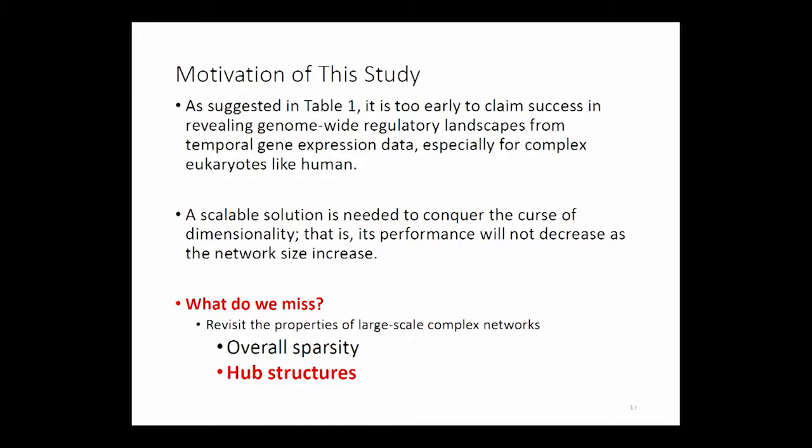So then we start to think about what we miss. That's actually the big question. When we're dealing with this kind of question, we always have to consider sparsity. That's not something we're going to drop from our model or method. Then after days of discussion, we think a hub structure could be the key to solve this problem.